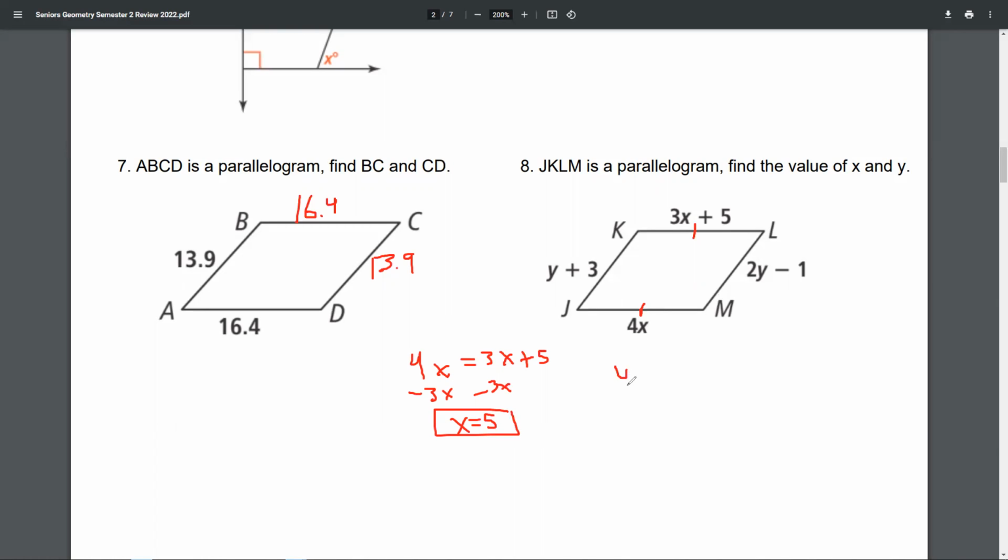And then the other ones, we're going to have y plus 3 equals 2y minus 1. I'm going to subtract y from both sides. I'm going to get 3 equals y minus 1. And then I'm going to add 1 to both sides. And we get 4 equals y. If I want to plug that in, 4 plus 3 is going to give me 7. 2 times 4 is 8, minus 1 is 7, so that looks good. 4 times 5 is 20. 3 times 5, 15, plus 5 gives me 20. So those look like good answers.